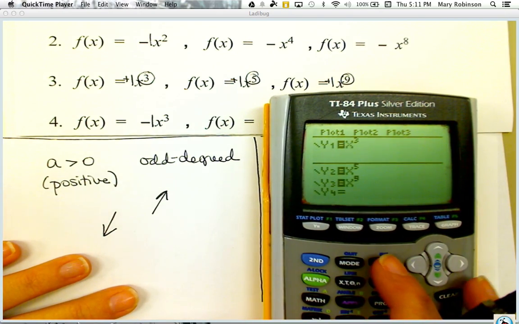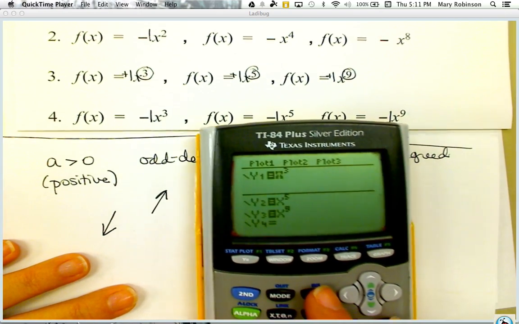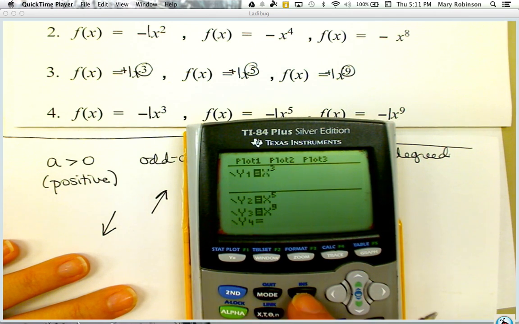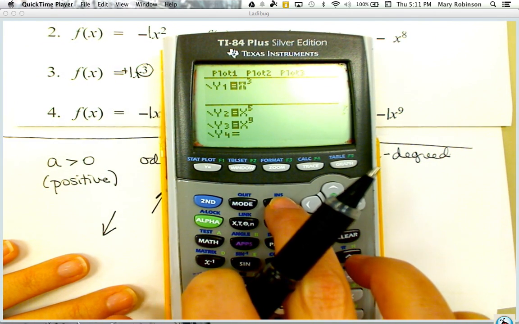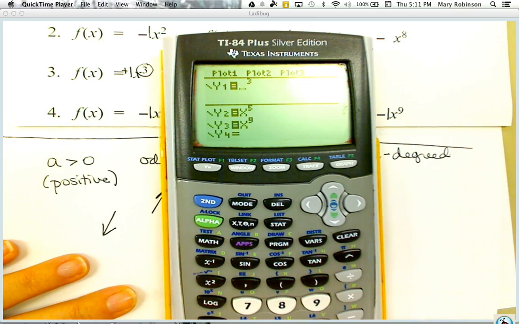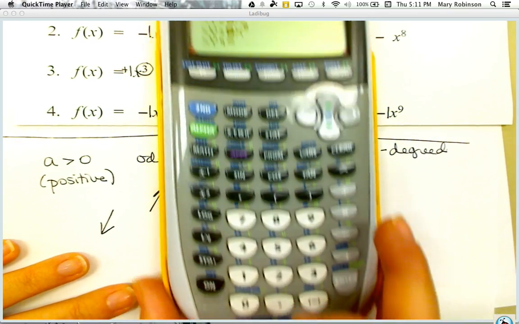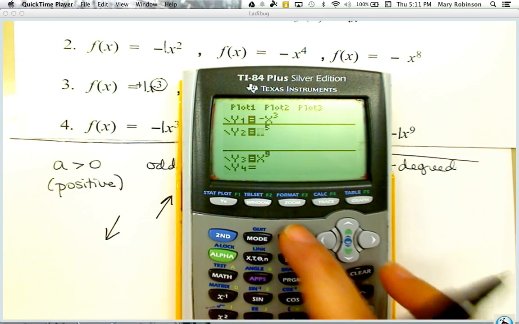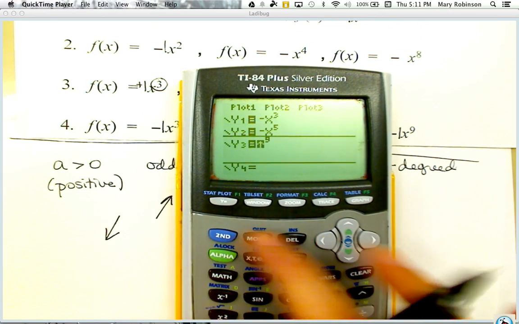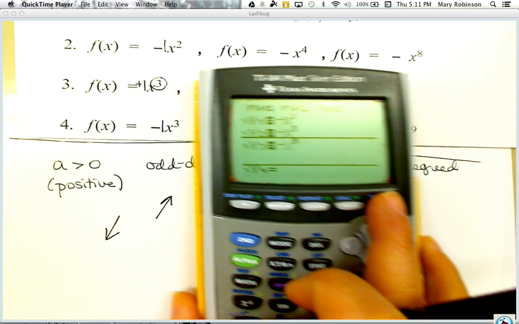Since I already have them in here, I'm just going to insert my negatives. To do that, I'm going to hit second, and then notice right here above the delete key, it says I N S for insert. So I'm going to hit second insert, and then just hit the negative button. And when I do, I'm able to insert a negative. Second insert a negative, second insert a negative. So let's see what happens to our graph.